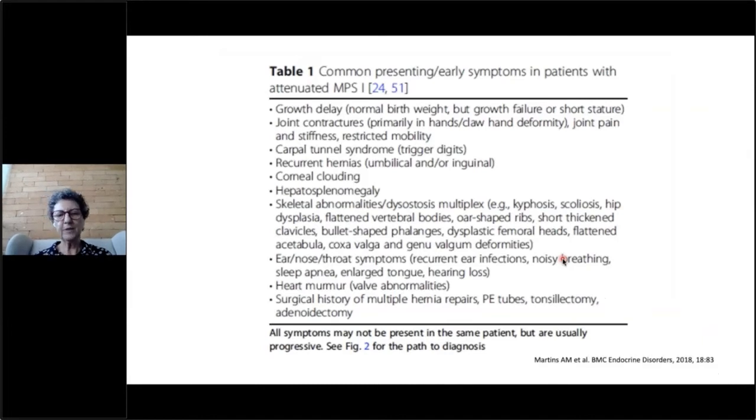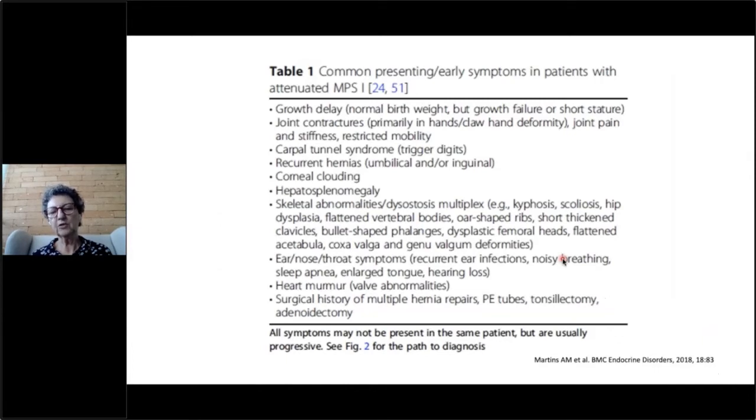hepatosplenomegaly, skeletal abnormalities, dysostosis multiplex, kyphosis, scoliosis, hip dysplasia, flattened vertebral bodies, oar-shaped ribs, short thickened clavicles, bullet-shaped phalanges, dysplastic femoral heads, flattened acetabulum, coxa valga, and genu valgum deformities.